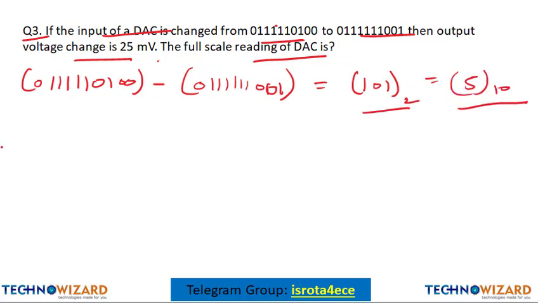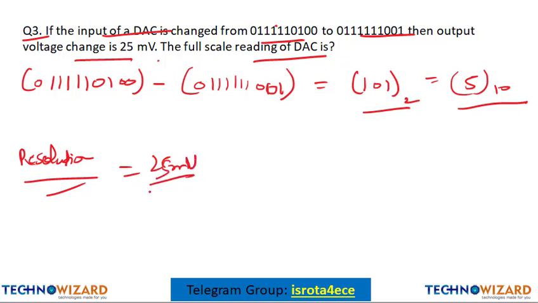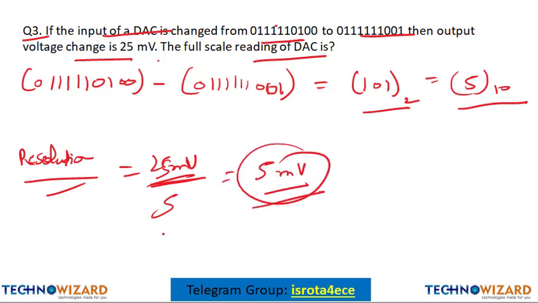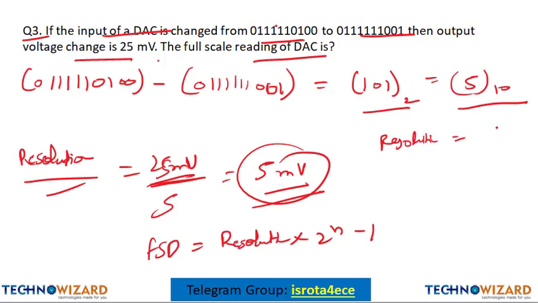This you know. Now for resolution, what is the resolution? Resolution is equal to the voltage change, that is 25 millivolt, upon the input change we are getting, which is 5 in decimal, which will be equal to 5 millivolt. This is the resolution. Now we have to find the full scale deflection or full scale voltage. This will be equal to resolution into 2 to the power n minus 1, because as we know, resolution is equal to full scale deflection upon 2 to the power n minus 1.